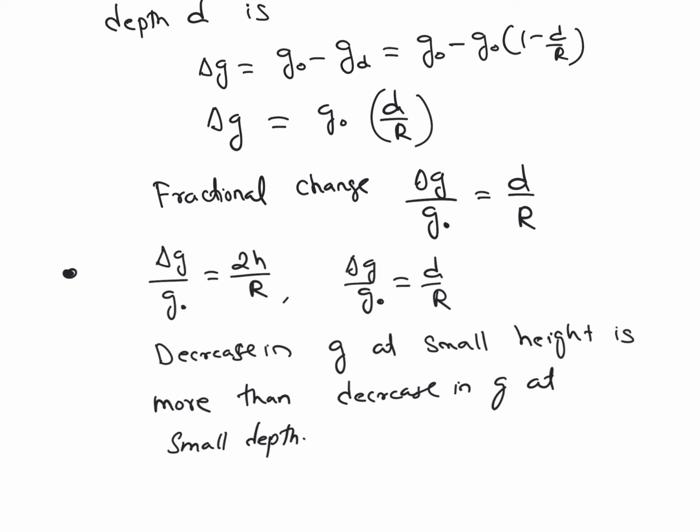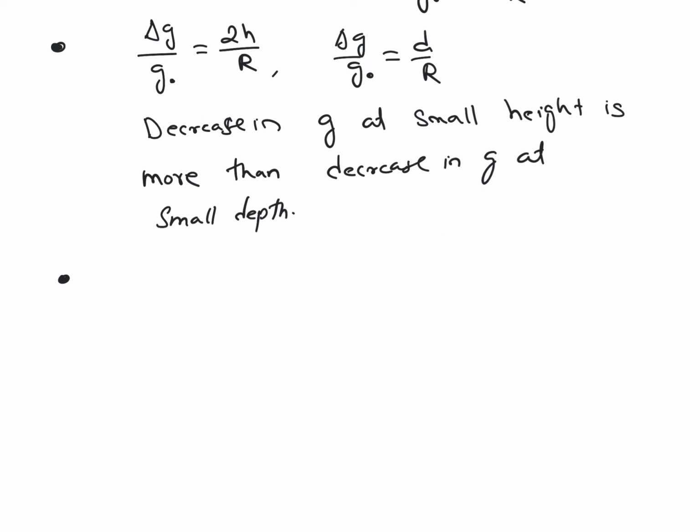This means if you change by the same small distance x, either above the Earth's surface or below it, the change will be more if you are moving above the Earth's surface. The decrease in value of g at small height is more than the decrease in g at small depth. But we know that the value of g at a height h, if h is not small compared to R, we use the equation g naught divided by (1 plus h divided by R) the whole square.